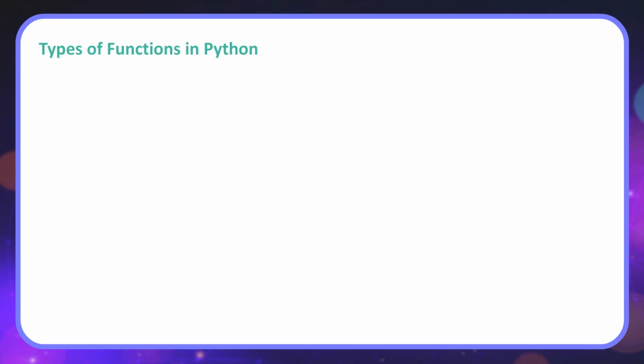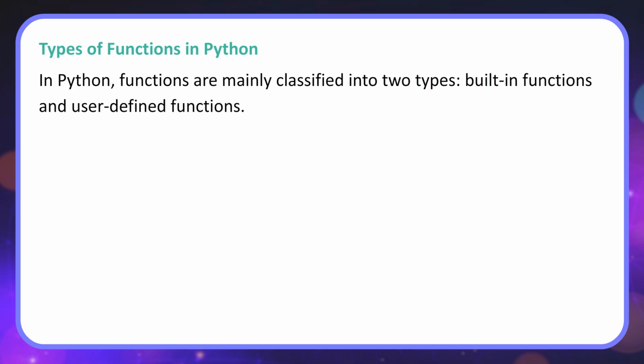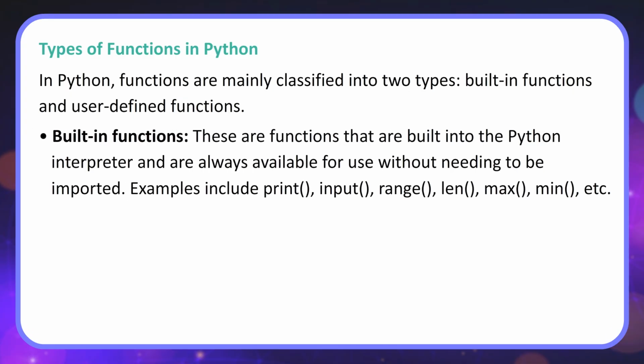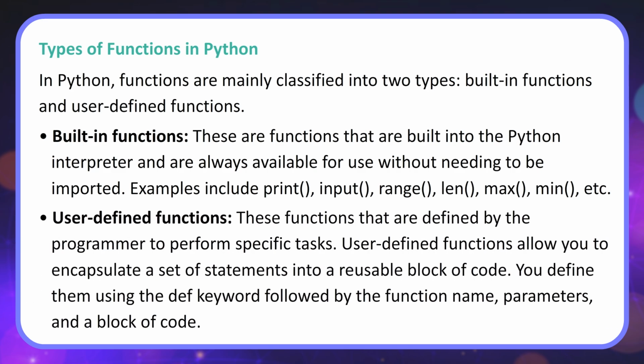Types of functions in Python. In Python, functions are mainly classified into two types: built-in functions and user-defined functions. Built-in functions. These are functions that are built into the Python interpreter and are always available for use without needing to be imported. Examples include print, input, range, len, max, min, etc.